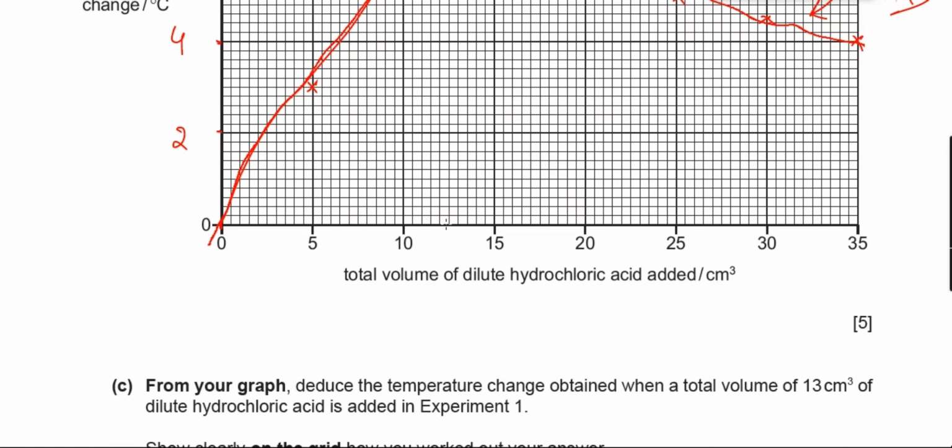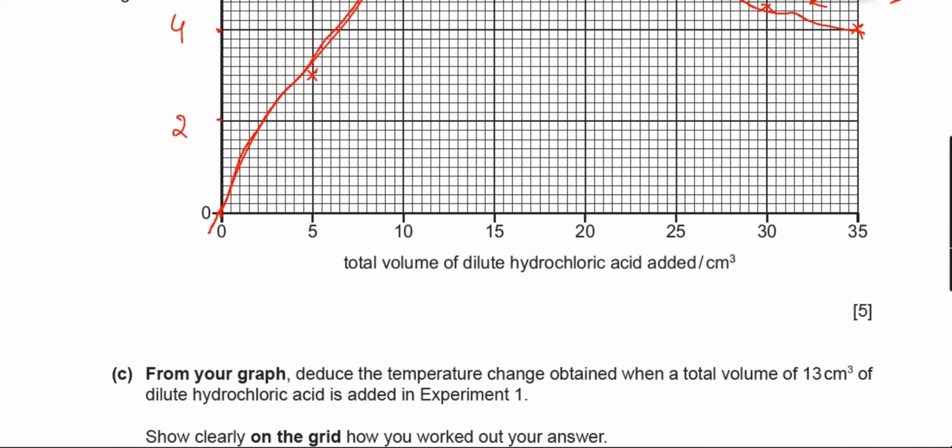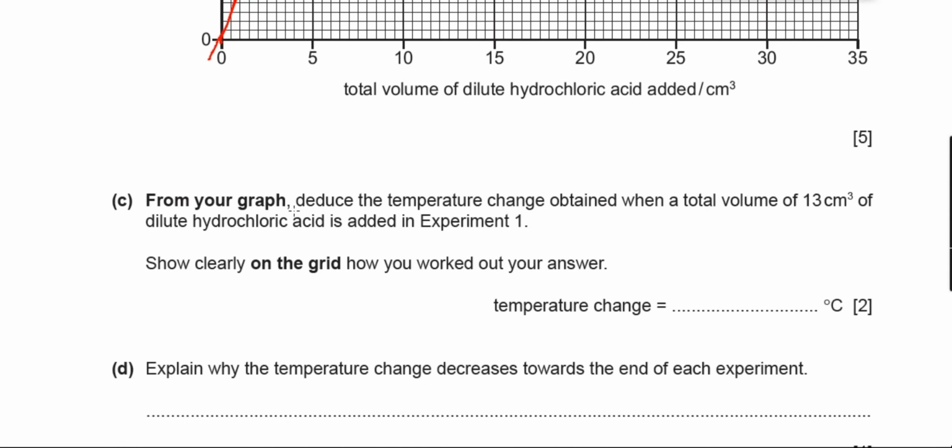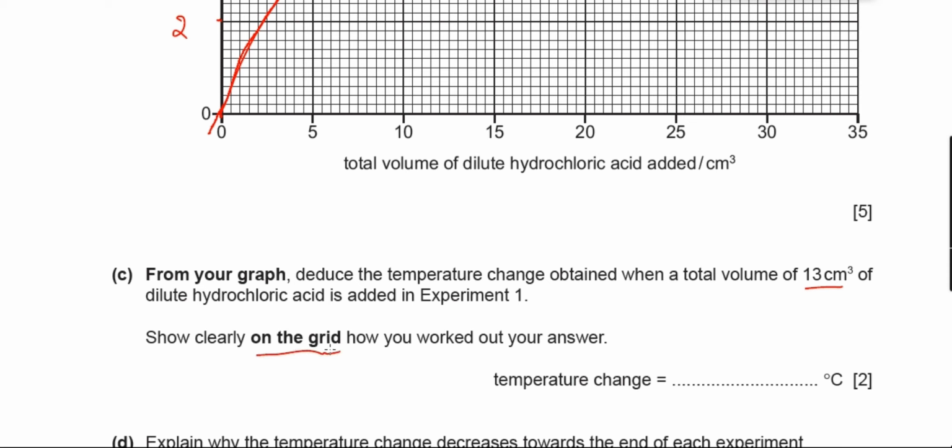Okay, boys and girls, working of the graph is complete, and now we are proceeding with the questions related to the graph. And you can see in this graph, he says that from your graph deduce the temperature change obtained when a total volume of 13 centimeter. So again, we have to work out properly, it is clearly indicating that you have to show clearly on the grid.